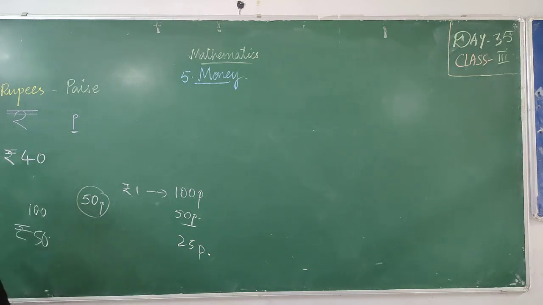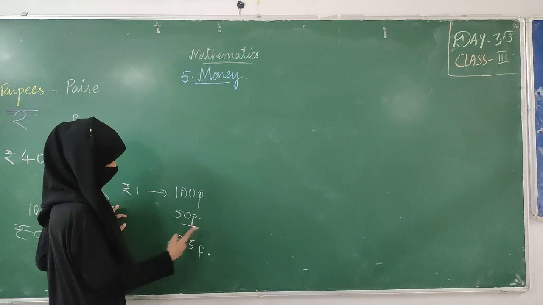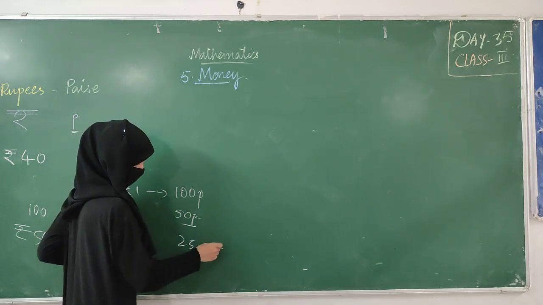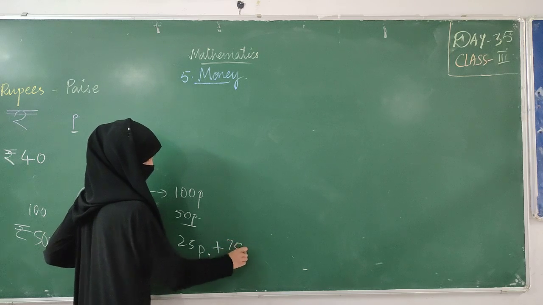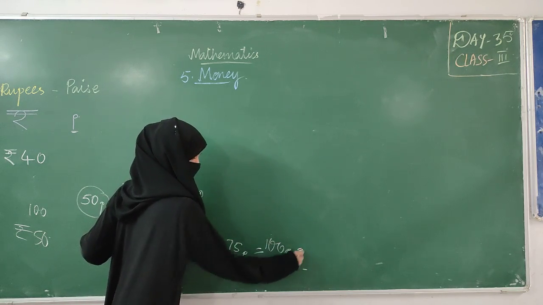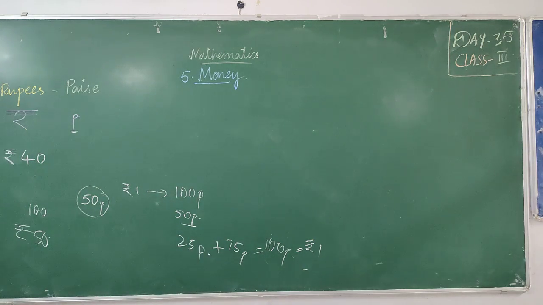So if I have 25 paise and you have to make 1 rupee from it, you have to make it 100. You have to add 75 more paise to it. If you add both, you will get 100 paise. 100 paise is nothing but 1 rupee. I hope it is clear.